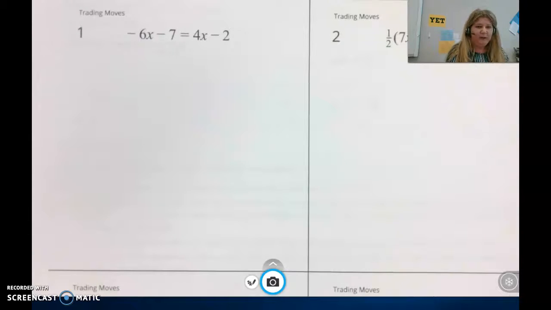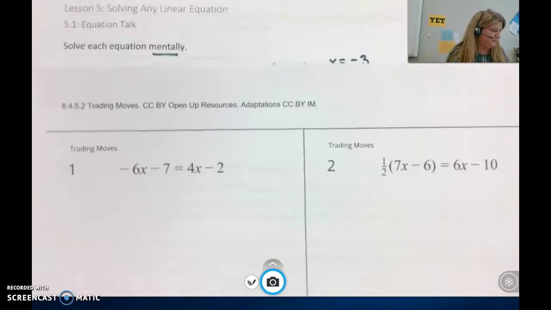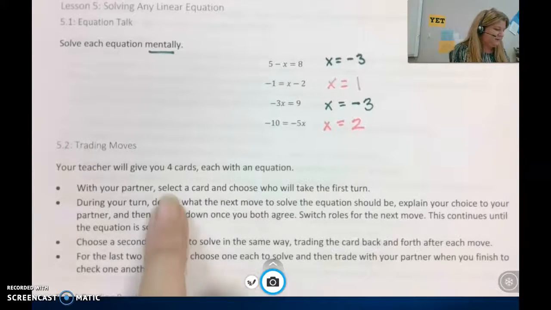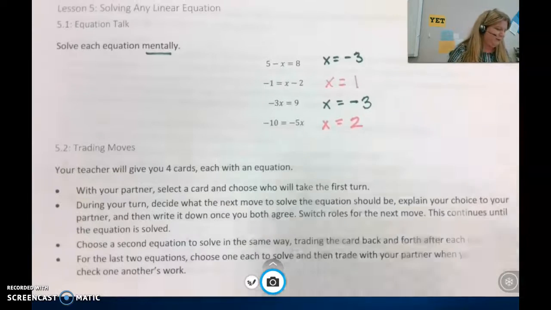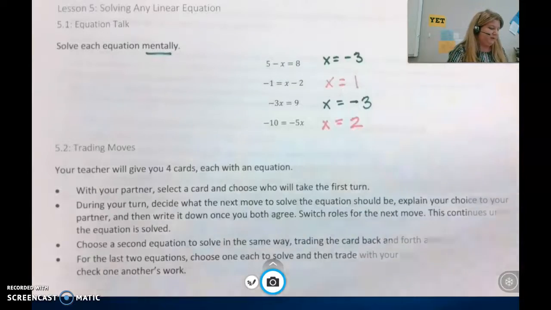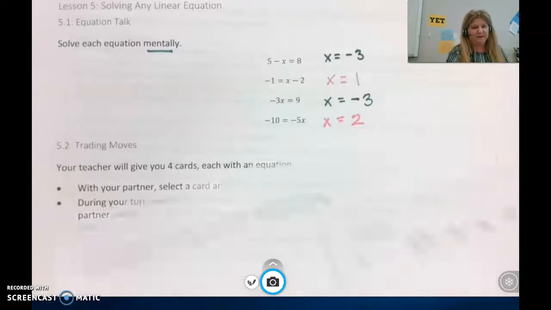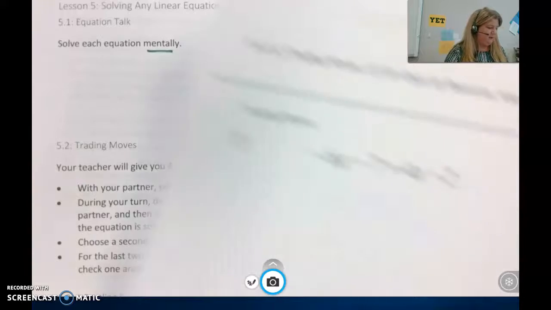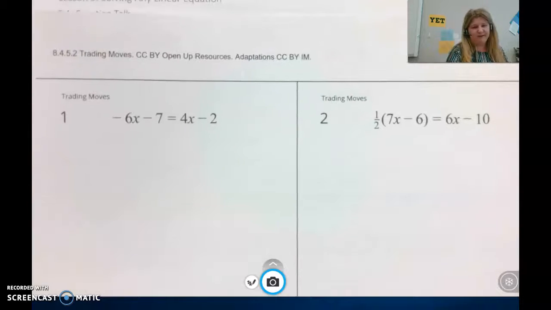And here we have some equations. So if you get to do this in person, then you'll actually cut these up and you'll have 4 cards, and then we can choose who will take the first turn, and you work one step out, then you pass it to your partner, and you're working these out. And then the last step is the check step.